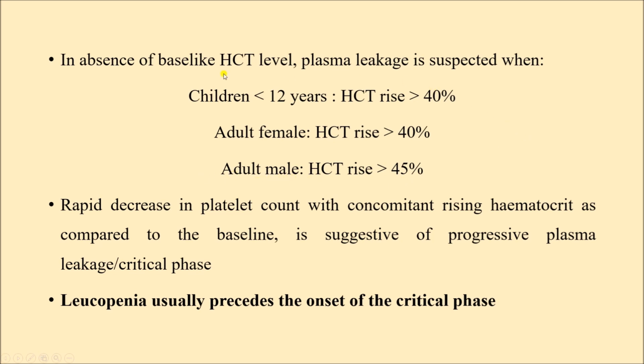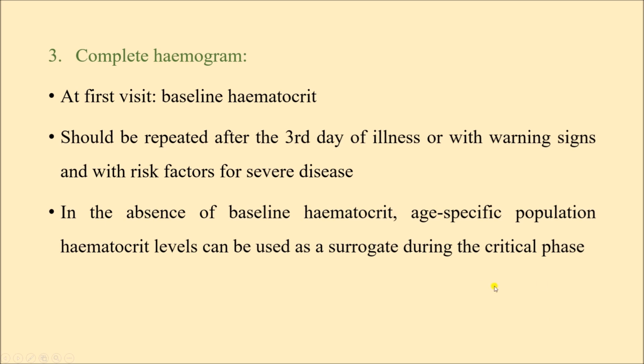So remember, when the baseline hematocrit level is not present, just looking at these figures, whether the hematocrit level has increased more than 40% in adult females and children less than 12 years, and more than 45% in adult males, then we can suspect there is plasma leakage. So more than 40% of what? 40% or 45% of the age specific population based hematocrit level. So this is the standard.